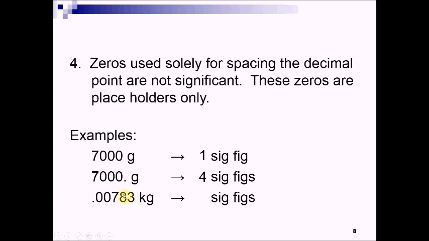Lastly, for small numbers, numbers that come immediately after the decimal place are considered space holders. So this 783 was really the only part, or really the only digits that were part of my measurement. So there's only 3 significant figures here. So a little tricky. Look over some of these examples and let's do a few more.